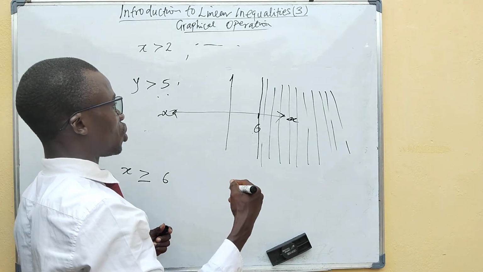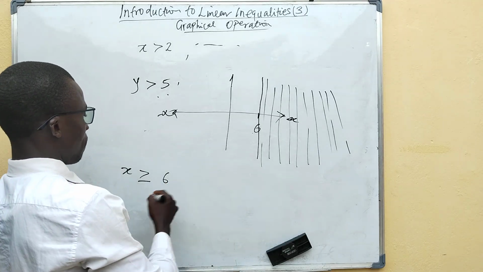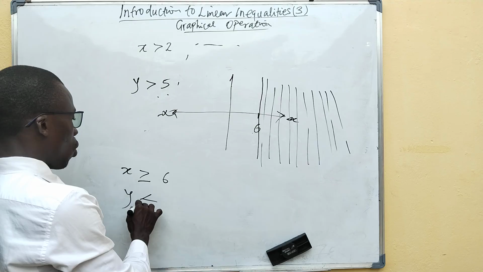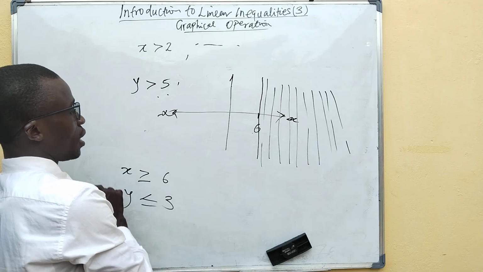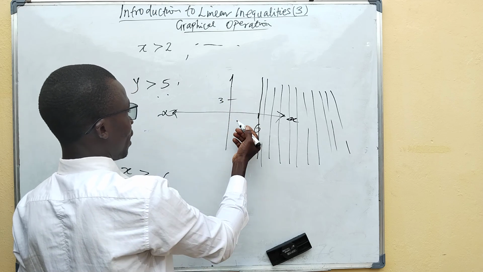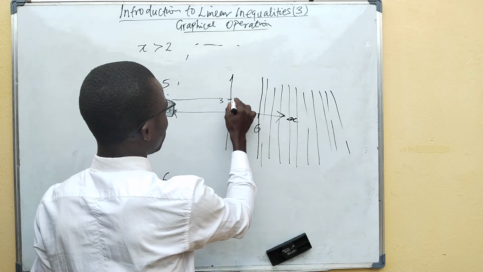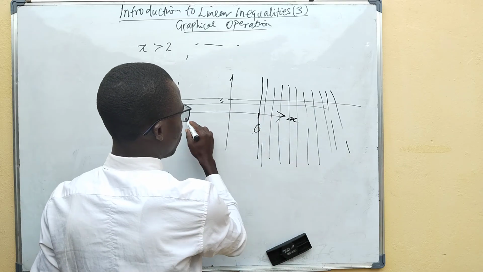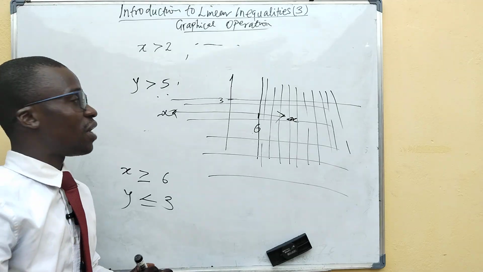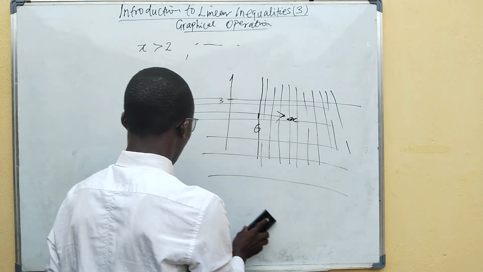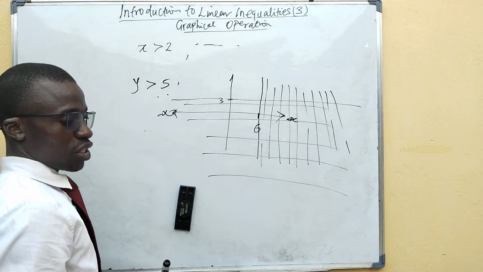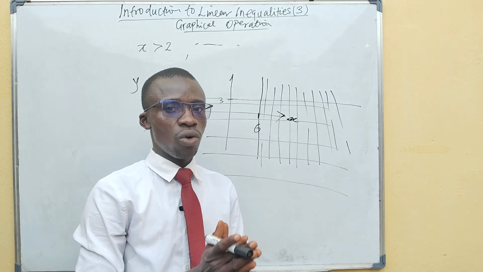Then if it is the other way around, y is less than or equal to, let me say, 3. This is my 3, and it is less than 3 or equal to 3. I will first draw this line and shade down. The y values will cover the down. So we really need to know what we are doing, so that in case a question comes, you know how to tackle it.